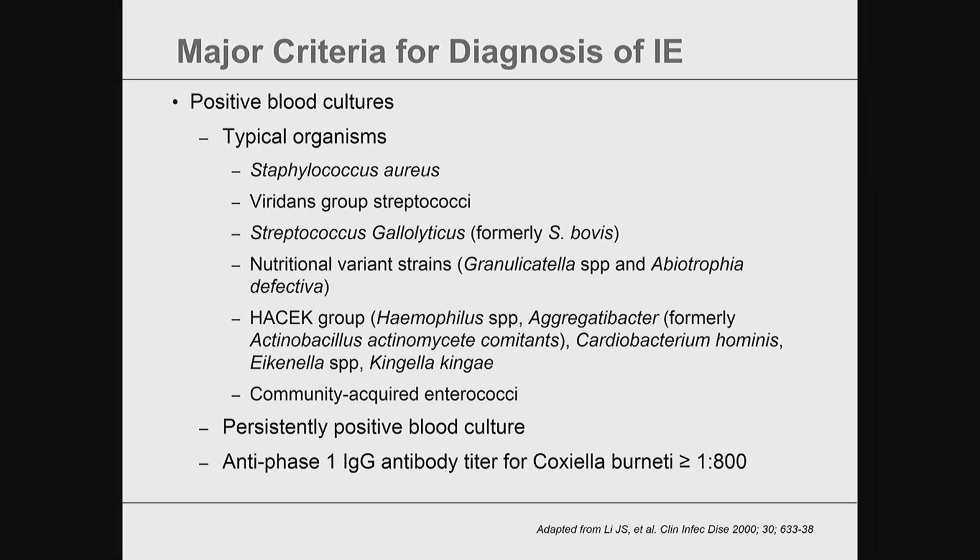Well, when we talk about the HACEK group, which organisms should you know? Haemophilus, Eikenella, and Kingella, you should remember of those 5. And then also community-acquired Enterococcus. You must have persistently positive blood cultures, and that means for organisms that are typical causes of endocarditis, you must have at least 2 positive blood cultures from blood samples drawn more than 12 hours apart. And then again, if you have the anti-phase 1 IgG antibody titer for Coxiella burnetii that's greater than 1 to 800.